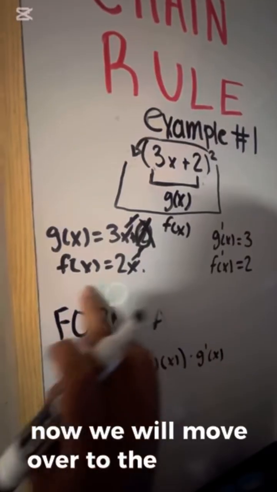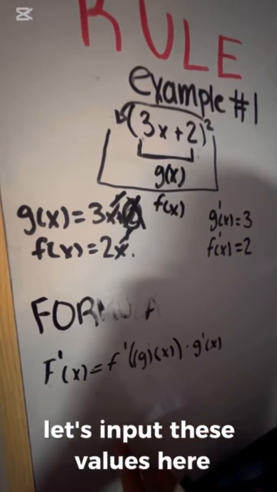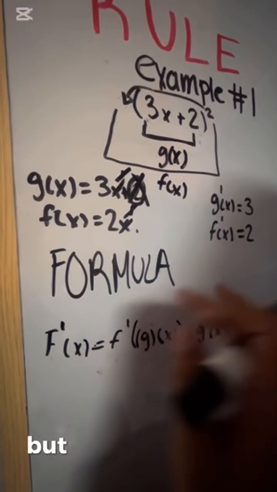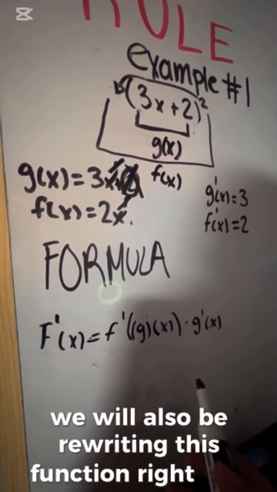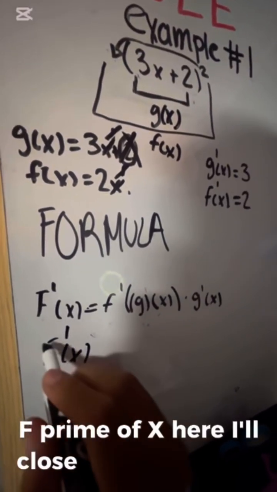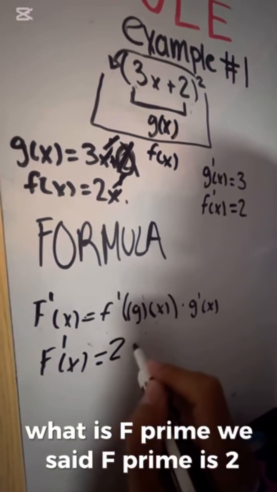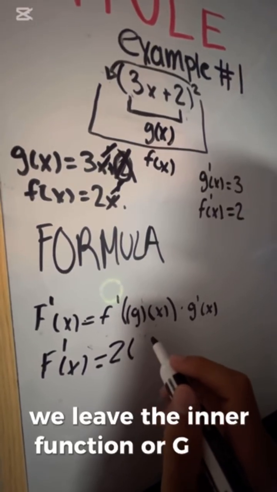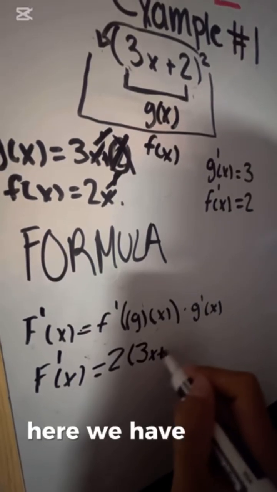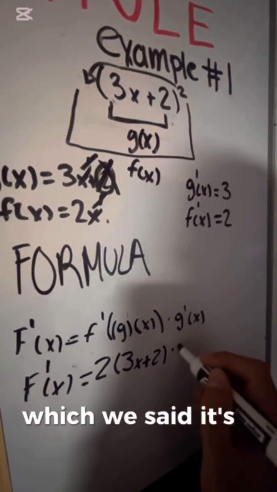Now we will move over to the formula, which I erased a little right now, I'm sorry. Let's input these values here, and we will get our final answer. Well, I had to rewrite the formula again, but you know what we will also be rewriting? This function right here. Let's get started. F prime of x, here I'll close the F a bit. What is f prime? We said f prime is 2. We leave the inner function, or g of x, untouched, which is 3x plus 2. Here we have it, 3x plus 2. And this will all be multiplied by g prime of x, which we said it's 3.